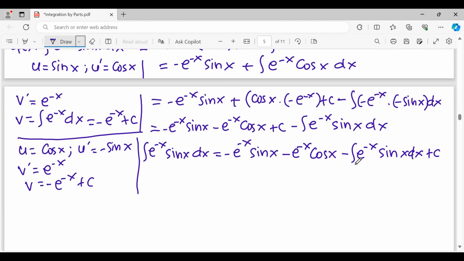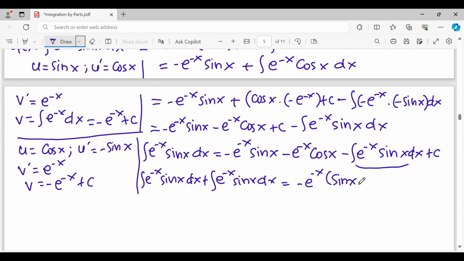So this integral will move to the left side, being integral of e power minus x sine x dx plus e power minus x sine x dx, equals minus e power minus x, factorize, sine x plus cosine x plus c.